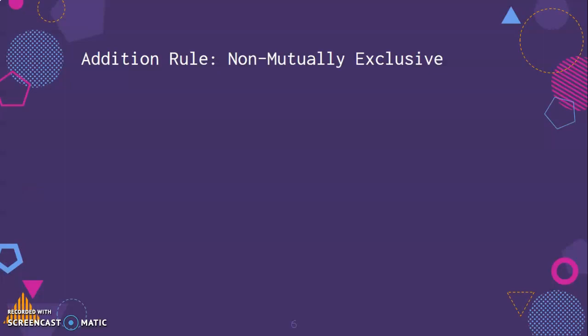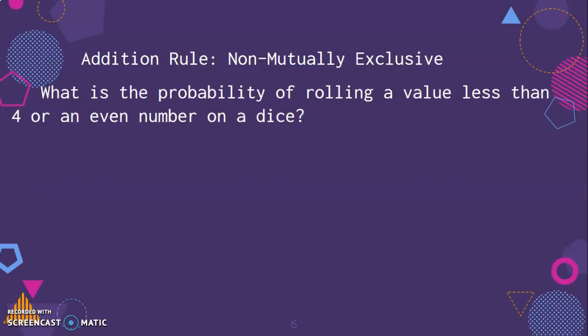Now an example with non-mutually exclusive events. So some things that can be both at the same time. Okay, what is the probability of rolling a value less than 4 or an even number on a dice? So same situation, but different requests. We're looking for values less than 4 or an even number on a dice. Remember, values less than 4 does not include 4.